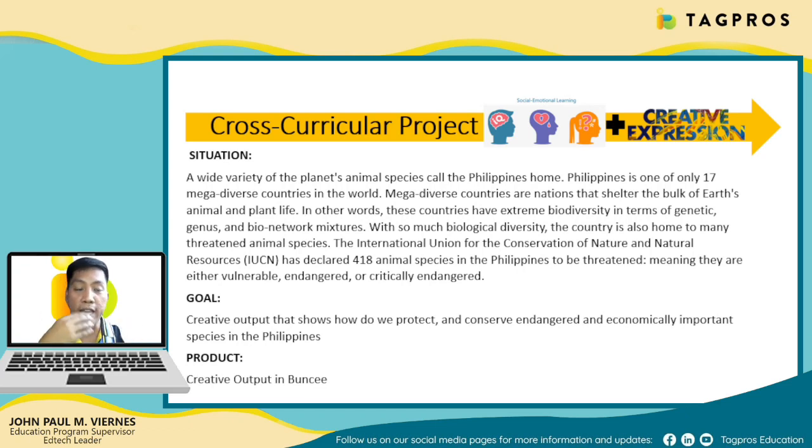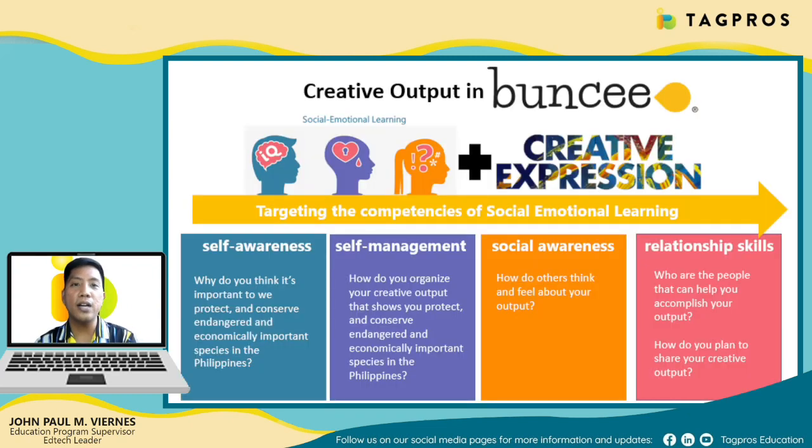So for the goal, it's a creative output that shows how we protect and conserve endangered and economically important species in the Philippines. And then the product is a creative output using Bonzi. So they can also do a poster slogan. The target could be our Filipino competencies, or creative writing to target the English competencies, or you will ask them to create an output targeting the competencies we present for the four learning areas. So that's how we create or design a cross-curricular learning activity.